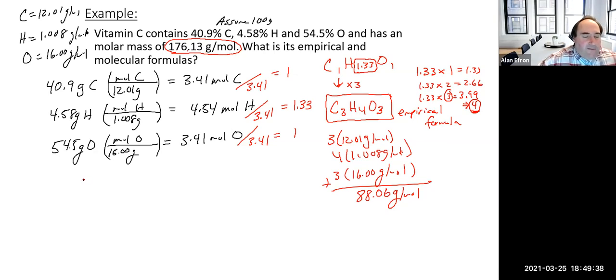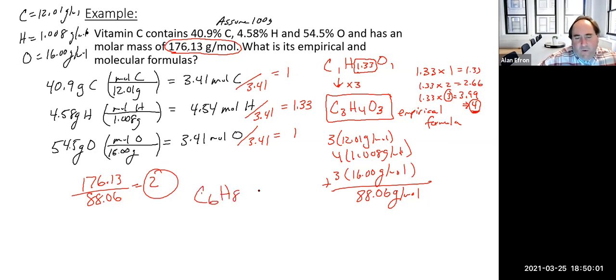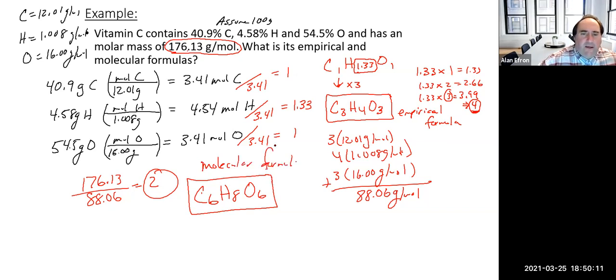So taking the molar mass of the compound given to us, divided by the empirical formula's molar mass, gives us approximately 2. This 2 is the factor we multiply the empirical formula by to get us to the molecular formula. And that means our molecular formula would be C6H8O6. And that should be our molecular formula. Any questions on any of those steps there?